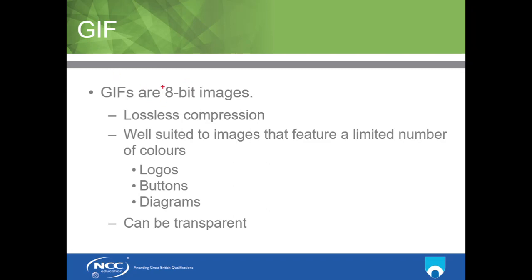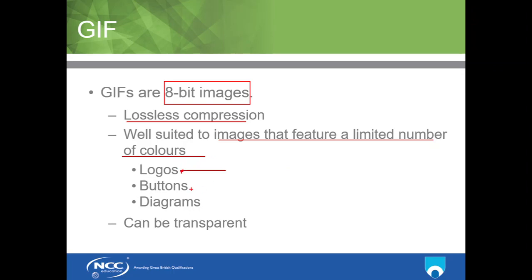Now, for example, GIFs are 8-bit images. They support lossless compression, so you cannot use lossy compression to reduce the size of a GIF. These images are suited for images that feature a limited number of colors. For example, on your website, images that are used to represent the logo or buttons or particular diagrams like maps. So images that have a limited number of colors are normally saved using this image file format. The other important thing you need to understand is that a GIF can be transparent. When you talk about transparent, it means that we can make the background transparent.